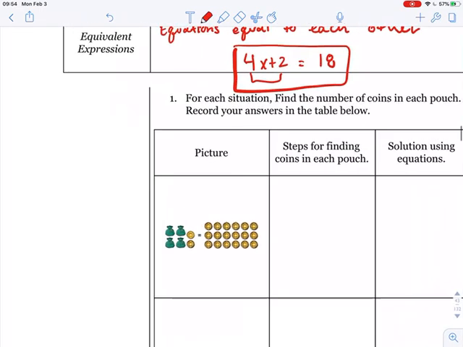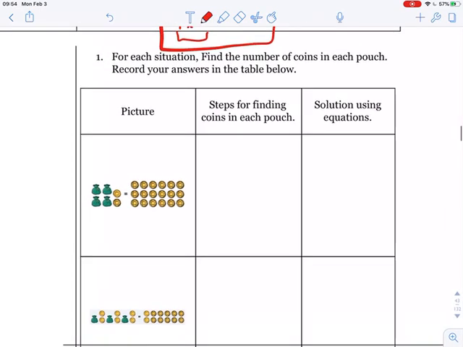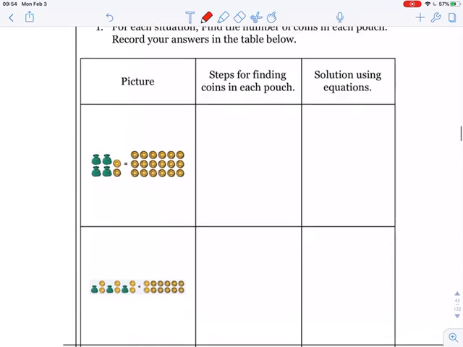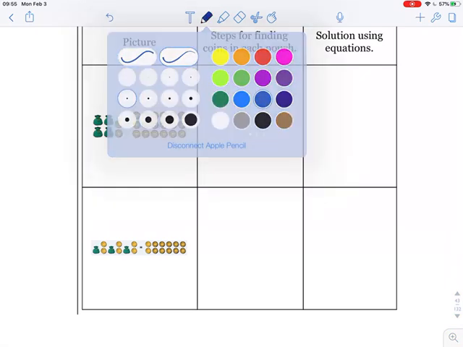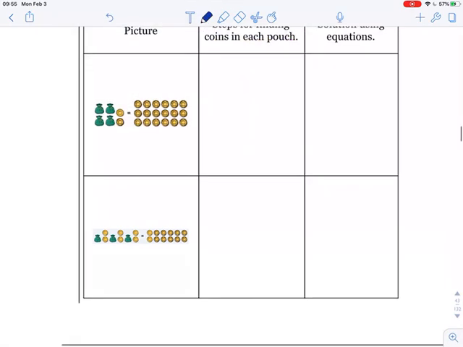All right. So here we have the picture of coins and pouches, and you guys are pretty good at this. It's not super difficult. So this is what we would do, and I'm going to write down as we go along. I've got coins here, and the first thing I'm going to do is rewrite as an equation.